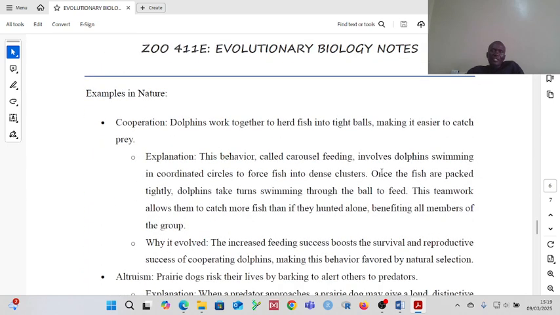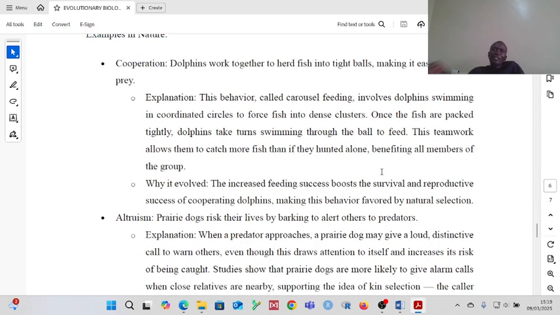Okay? So in nature, the example of cooperation, for example, you have dolphins working together to herd fish into tight corners so that it is easier for them to catch prey. So dolphins live in water, fish also live in water. So you have a group of dolphins which now begin to push fish into tighter corners so that it's easier for them to catch the prey from those group of fish that has been herded together.